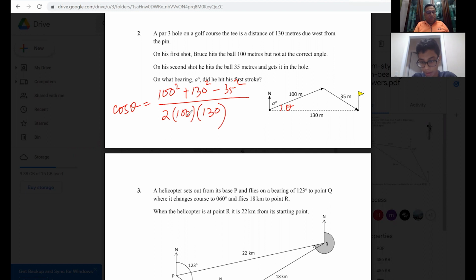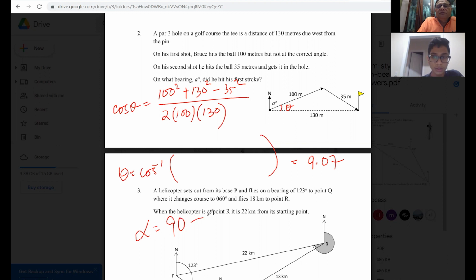Let's calculate. For that angle, I got 9.07. Then it is okay. So we do this, and then we do theta equals cos inverse of all this, correct? And you get 9.07. And alpha will be 90 minus 9.07. What do you get? So in the answer key, I think they just rounded to the nearest integer instead. But you should just get 80.93. Okay.